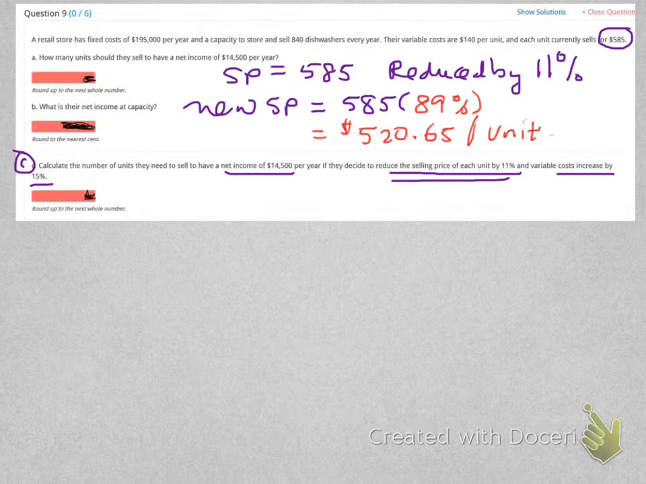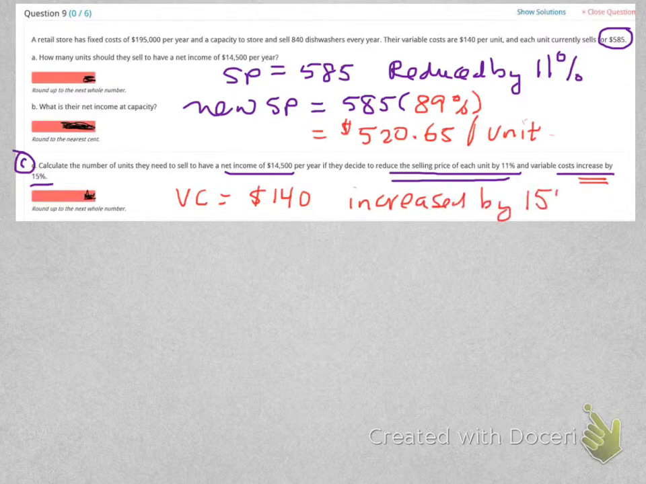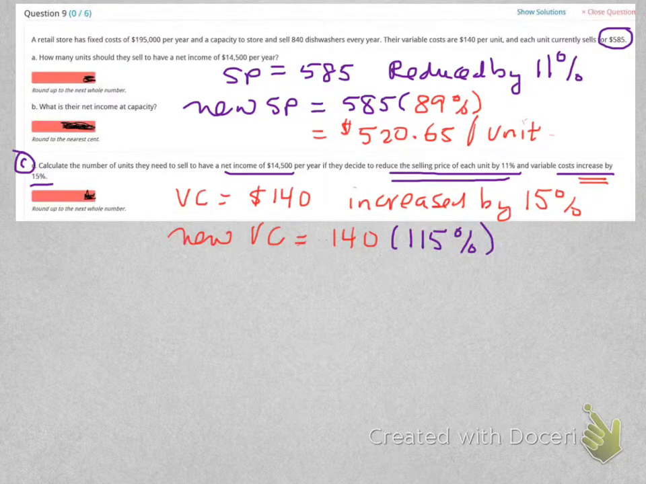So we now have a reduced selling price. Not only do we have a reduced selling price, but we have an increased variable cost. So our variable costs were originally $140, but they are going to be increased by 15%. So that means that the new variable costs will now become $140 multiplied by 100% plus 15%, or 115%. Now 115% has a decimal value of 1.15. Our new variable costs will increase to $161 per unit.